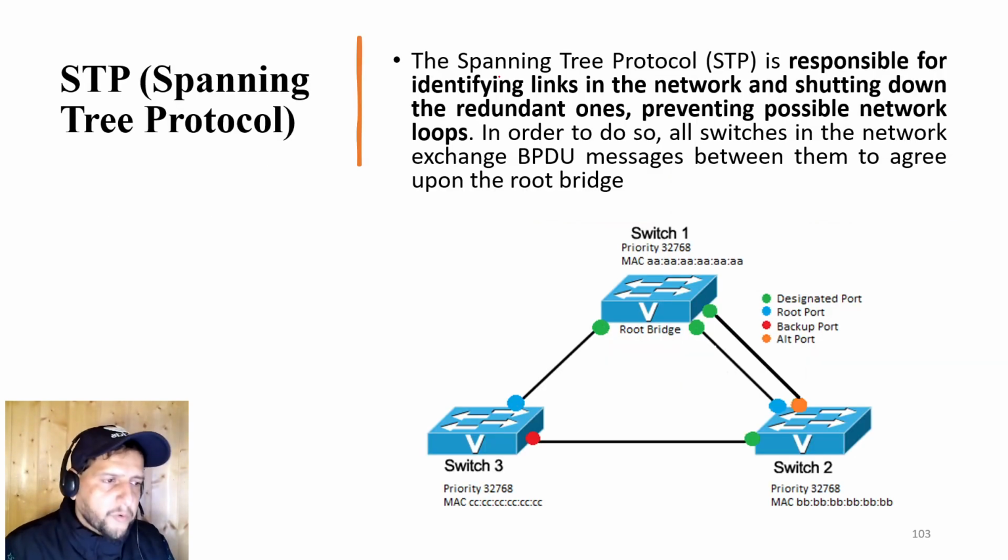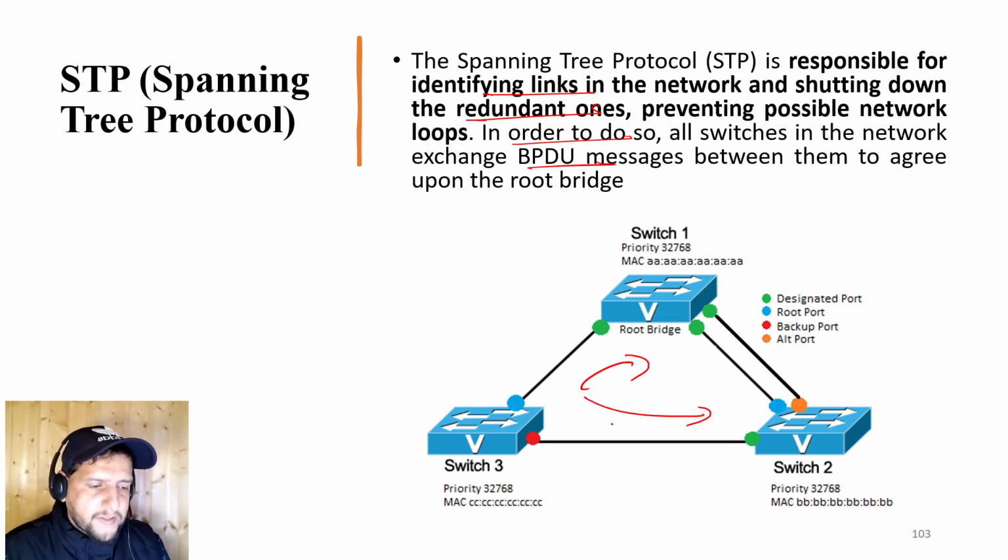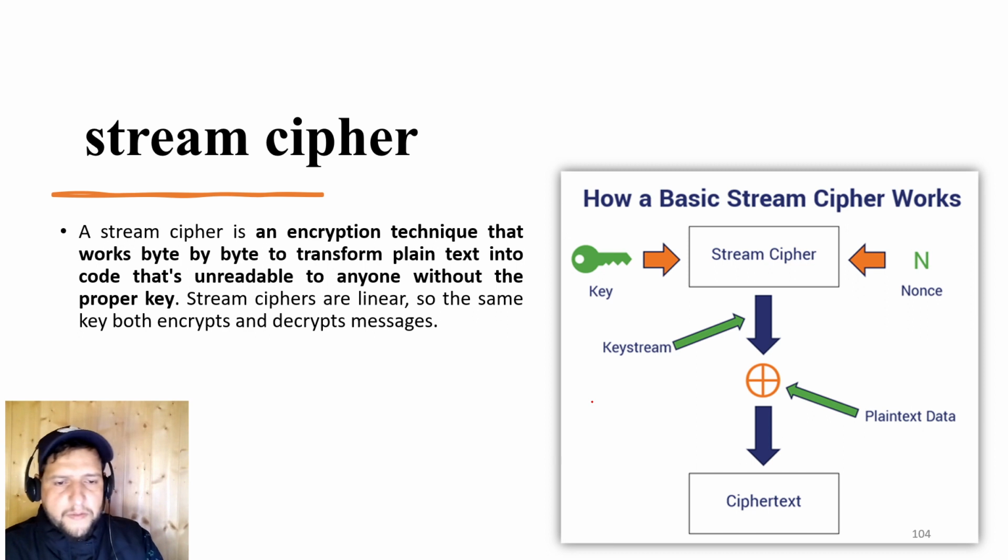Spanning Tree Protocol is responsible for identifying links in the network and shutting down the redundant ones, preventing possible network loops. In order to do so, all switches in the network exchange BPDU messages between them to agree upon a root bridge. So if they find there are two paths to the same destination, it might close one link, so there's only one path.